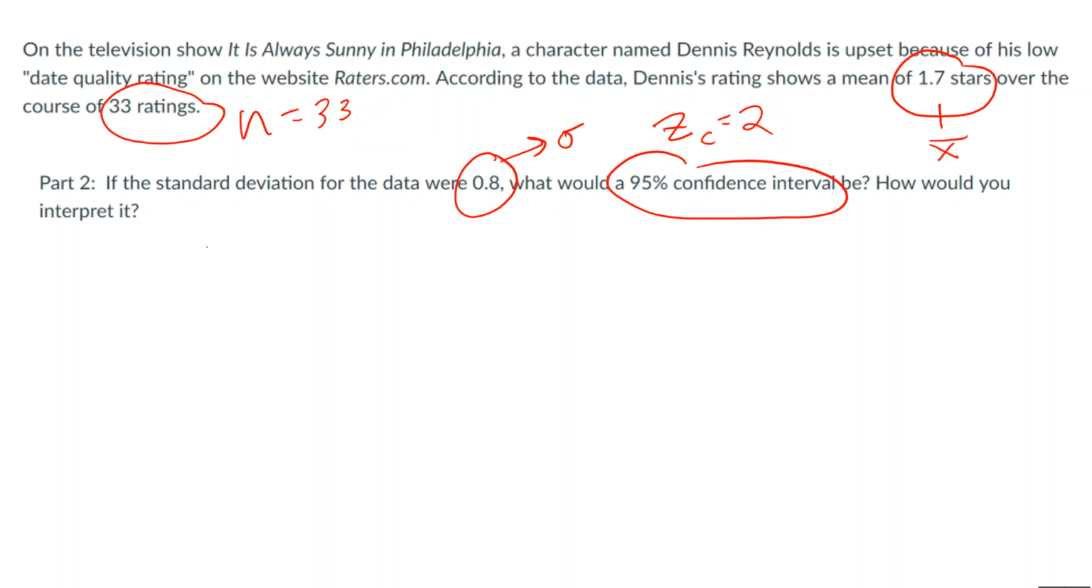All right, so let's calculate, or compute, the confidence interval. The 95% confidence interval for the true mean star rating of this person is given by the point estimate, which is x bar, plus or minus the critical value times the standard error. And the standard error comes from the distribution of the sample means, the distribution of x bar. Remember, that's what the central limit theorem was about.